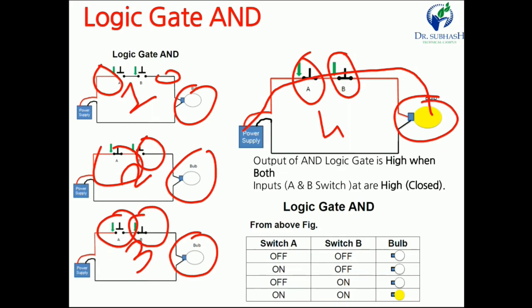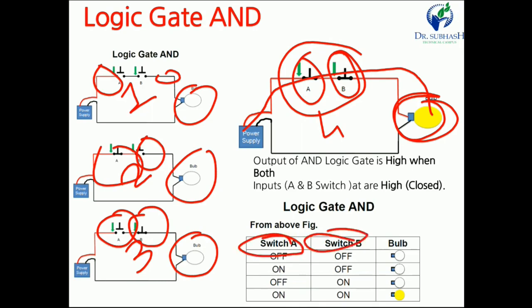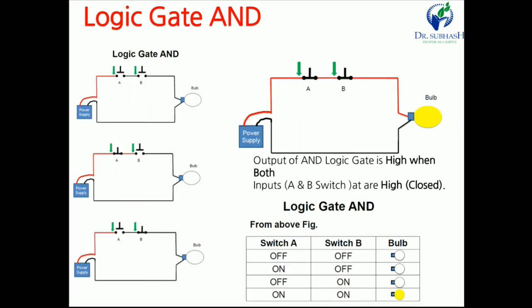So we can say that the output of the AND logic gate is high when both inputs, switch A and B, are high, meaning closed. Whenever both switches are on or closed, the output, meaning the bulb, is on. So we draw one table with the conditions of switch A and switch B and the bulb position, which is our output. All these are inputs and the bulb position is our output. Off, off, the bulb is off; both on, the bulb is on. So you have to remember, whenever both switches are on, meaning both inputs are 1, the output is 1.